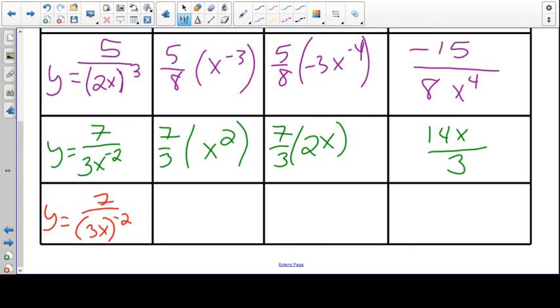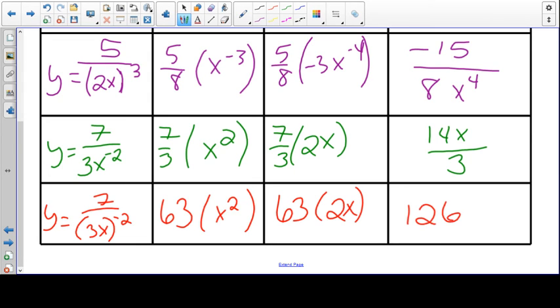3 squared is 9. I'm going to take 9 times 7 and get 63 times x squared. So I have 63 times 2x when I take the derivative, which is going to give me 126x.